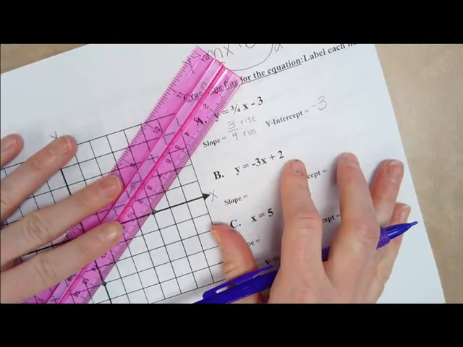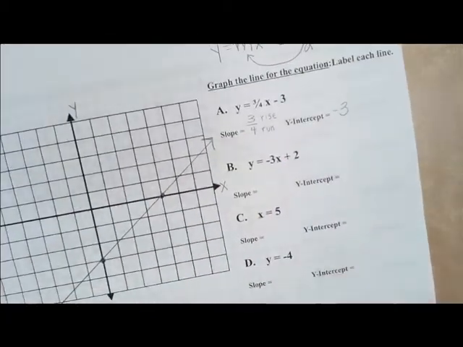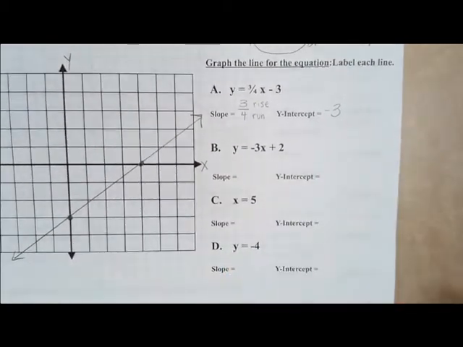Now connect your points. Use a ruler. For this first page, yeah. Go ahead and do the next one.